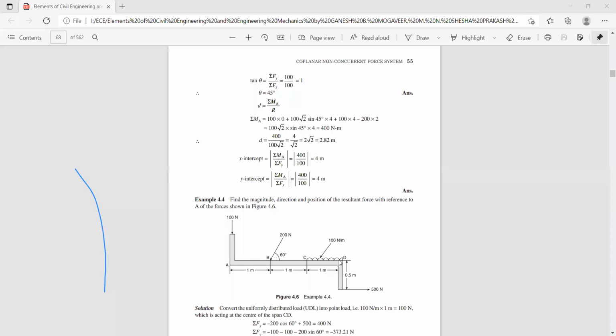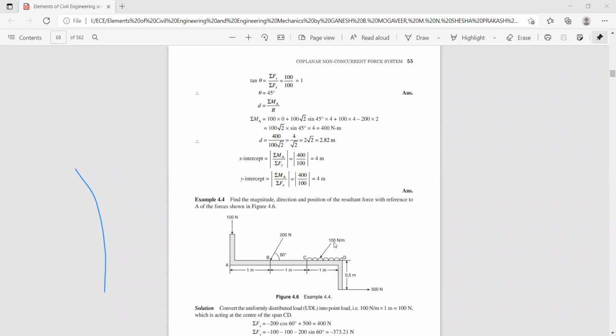This is nothing but the intensity of the load. That means the load is uniformly distributed. Whenever you find this half circle, it means this portion of the member is subjected to a uniformly distributed load. That means the load is distributed uniformly throughout the length of the member, that is between point C and D.